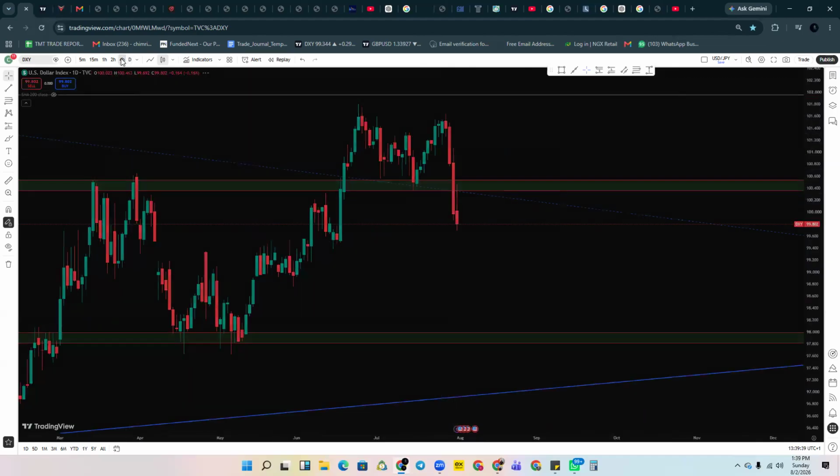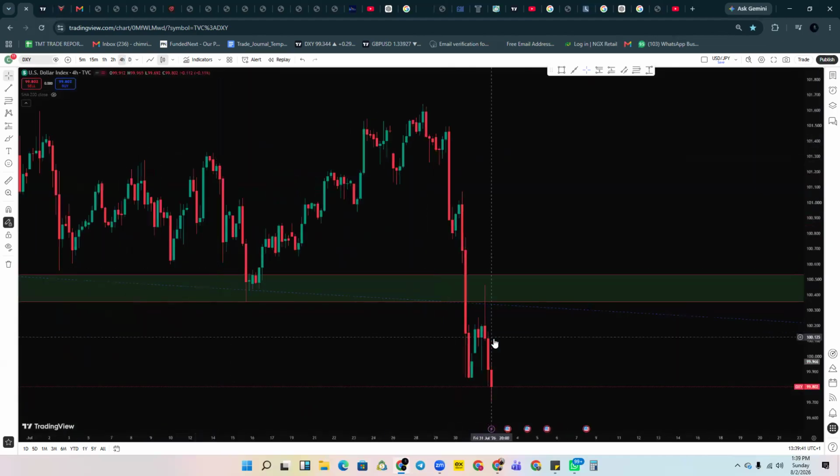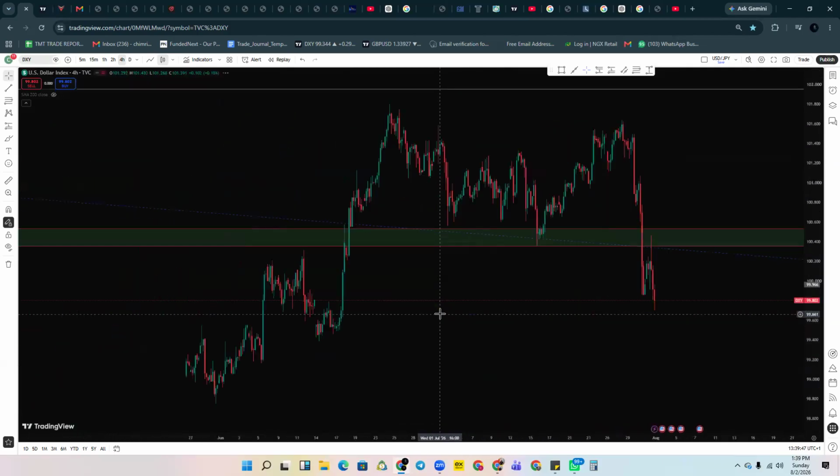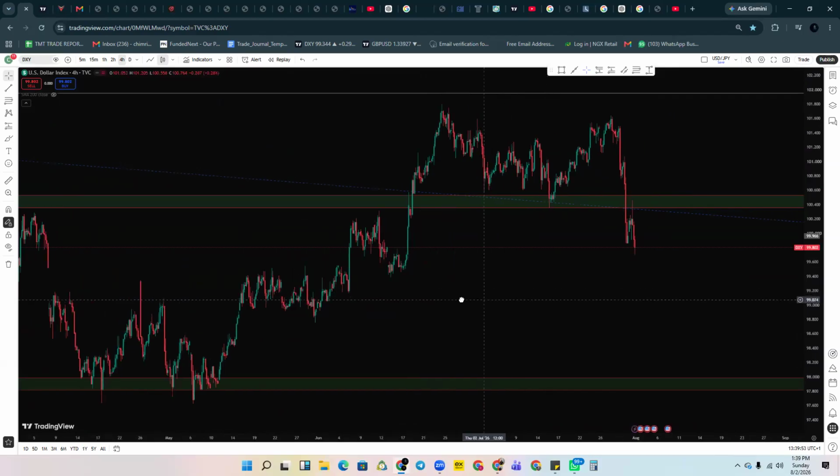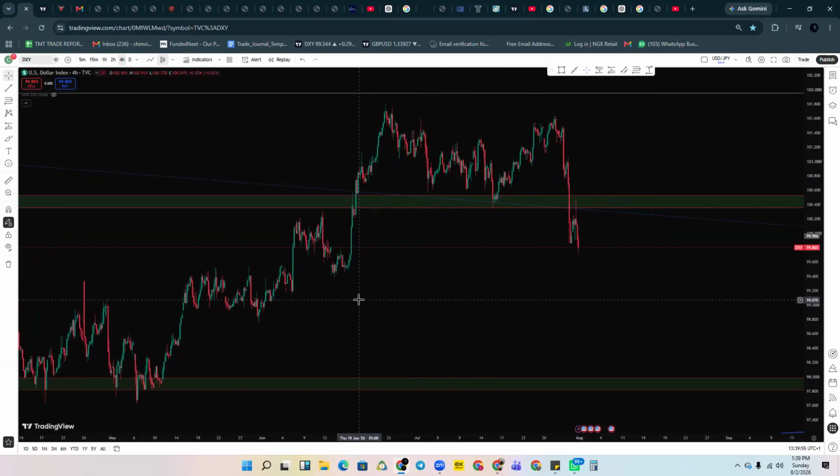Now look at the 4 hours time frame. We can see that we had a break. We had price retesting this level, and you know the bearish move still continues. There is still a probability that this can just be a pullback for a continuation.